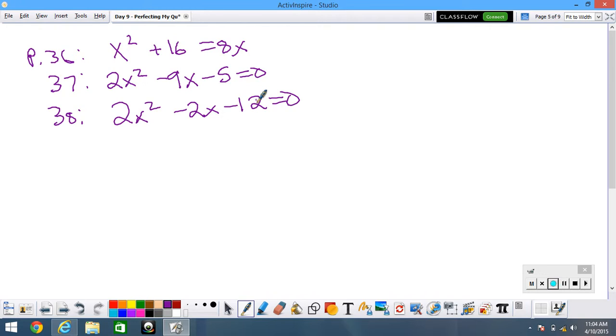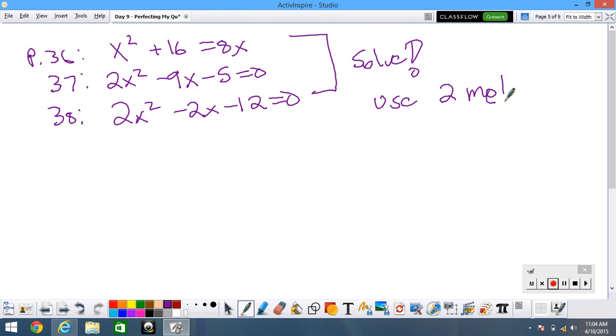Page 39 is your homework. What I want you to do is work on these 3 problems. I want you to solve them, and I want you to use 2 methods. So even if you solve it using the first method, you're going to solve it again.